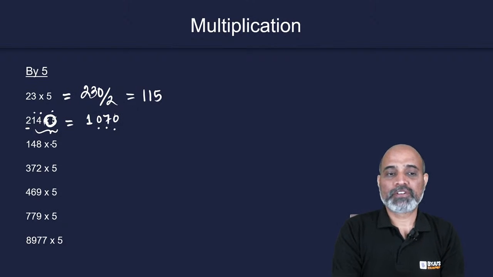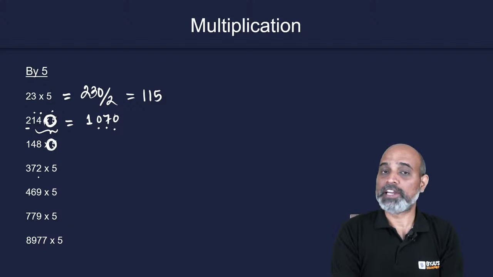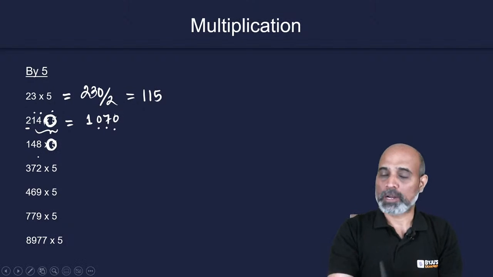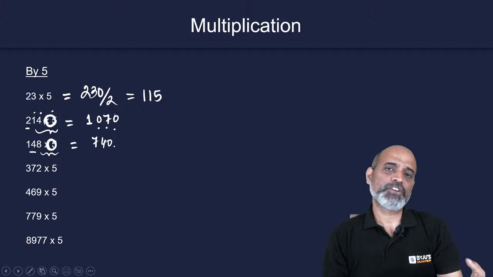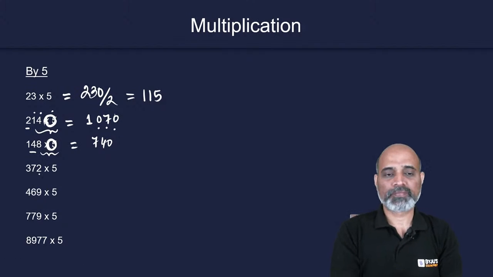148 into 5. Visualize कि into 5 नहीं, उधर को 0 है, और अभी half करना शुरू करो. 14 का half is going to give you 7. 80 का half is going to give you just 40. So 148 into 5 is 740.